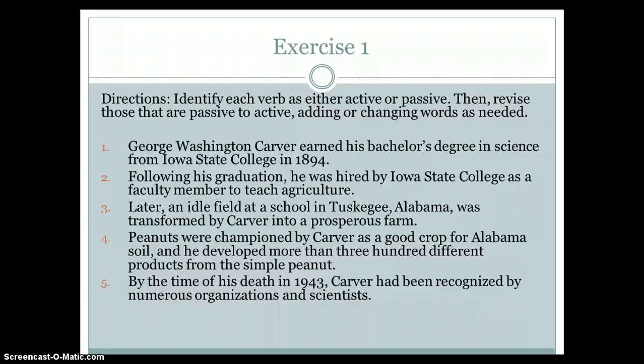For this week, I would like you to practice using the active or passive voice. There are two exercises. This first one has 5 questions, and the second one has 10 questions. For this exercise, you should identify each verb as either active or passive. Then revise those that are passive to active, adding or changing words as necessary. So first go through and decide whether each one is active or passive, and then if it's passive, rewrite the sentence so that you are using the active voice. That may mean you're going to have to change the order of the words, or even change some of the words entirely. Okay? I would recommend that you pause the video at this point to complete this exercise, and then move on to the second exercise.